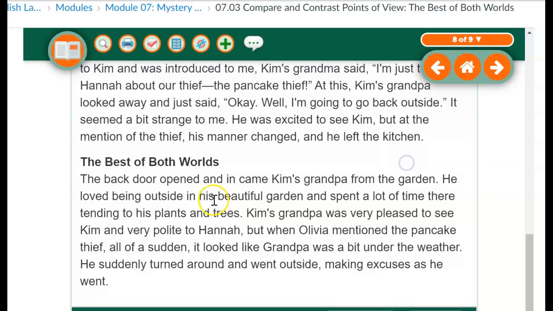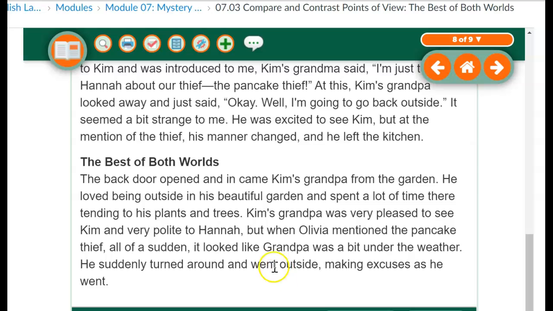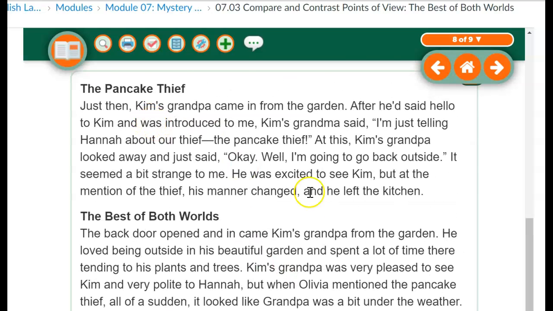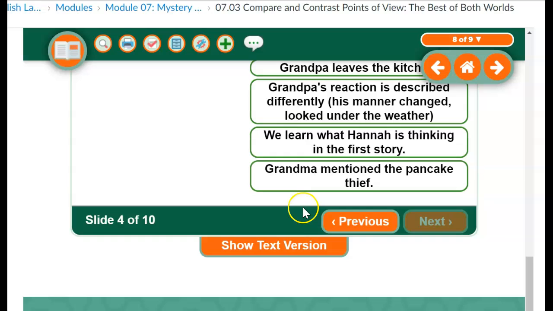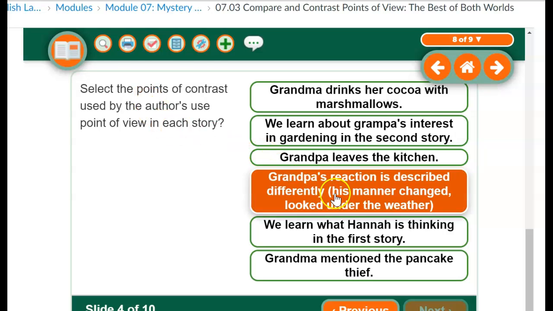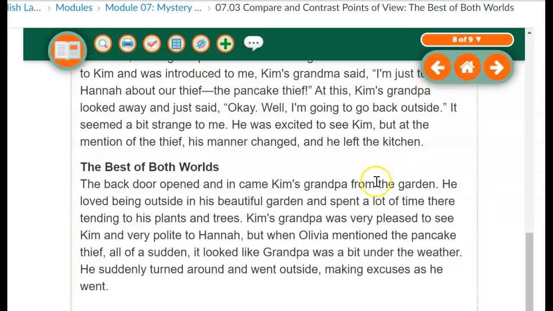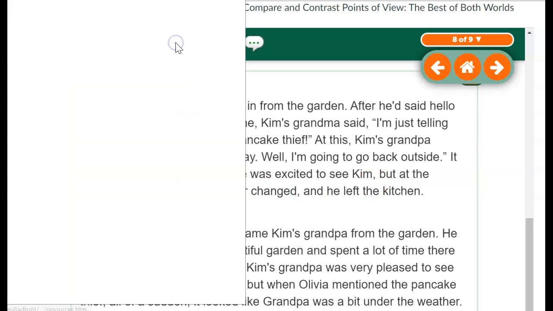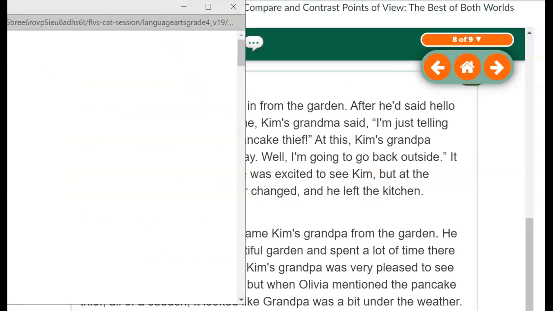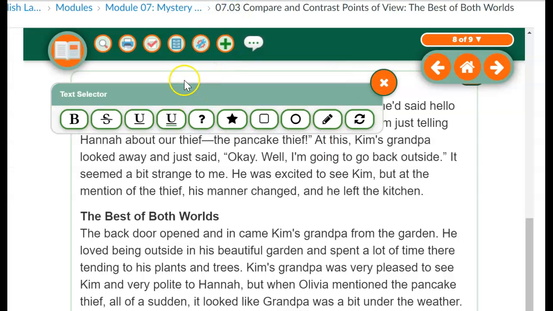All right, so now we're going to read two other, or it's the same little clip from before. This question's going to ask, select the points of view of contrast used by the author's point of view in each story. So contrasting means we're going to find the difference. So that means that they're each told in a different point of view. In this first one, I want my text selector.